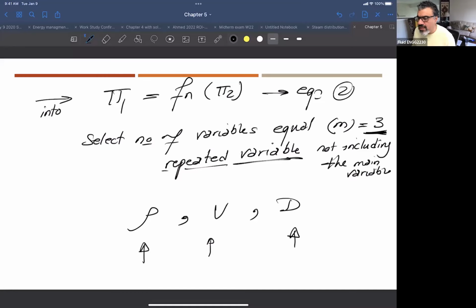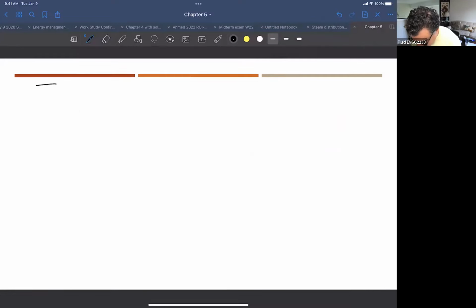And in order to find this group, to find pi 1, okay? So pi 1 is containing the main variable.